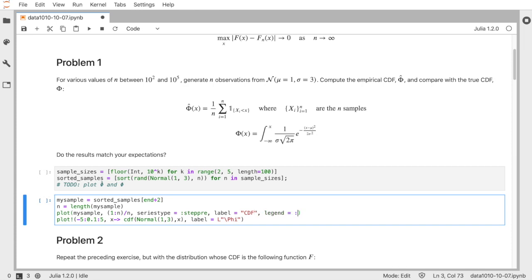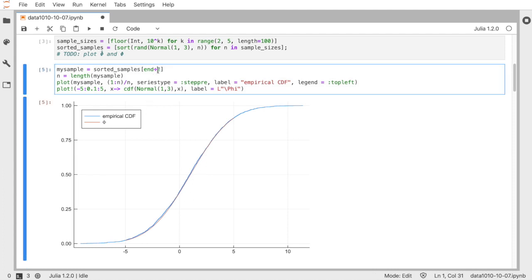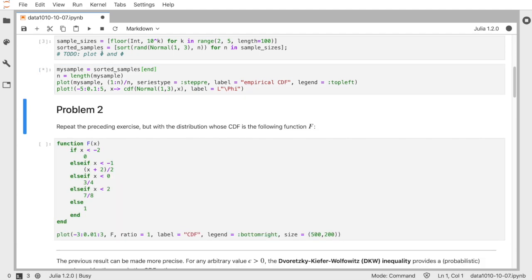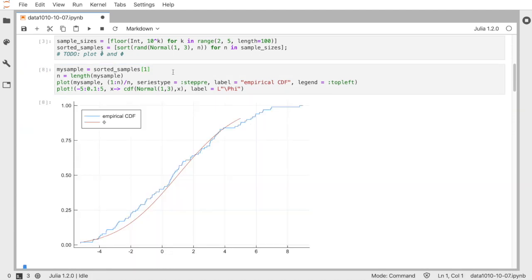I want to put the legend in the top left because the CDF is going to move from the bottom left to the top right. So we have the empirical CDF in blue and the actual in red, and they're very close. If we go all the way out to the end of the list, so there are 100,000 observations in this sample, then it's barely distinguishable on the plot. At the beginning, it's going to be quite different. So if there are only 100 observations, the deviations are noticeable, and you can see the step plot more clearly.